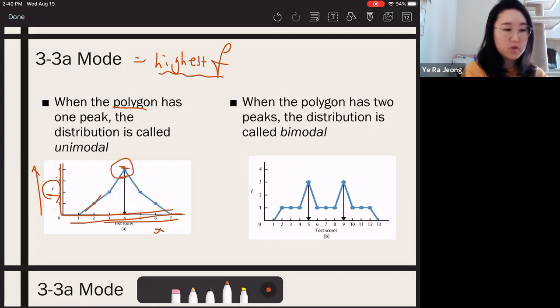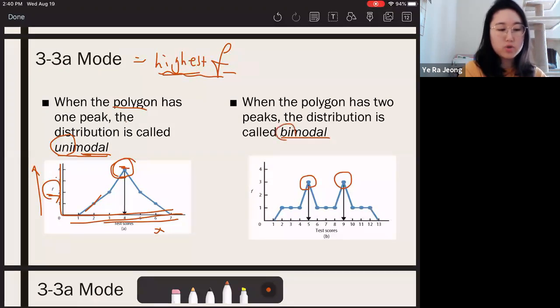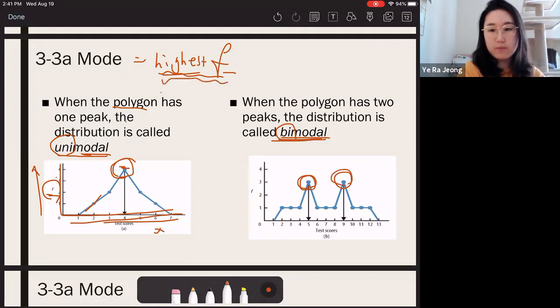So when this polygon, which is a type of graph, has one mode, one highest point, one score that has the highest frequency, we call that unimodal. So there is only one mode. When the polygon has two peaks, so there are two highest points with the highest frequency, then we call that bimodal. There are two modes. So when we talked about the shape of distribution, whether it's normally distributed, positively or negatively skewed, or bimodal, that's where this comes from. That means there are two points that have the highest frequency.